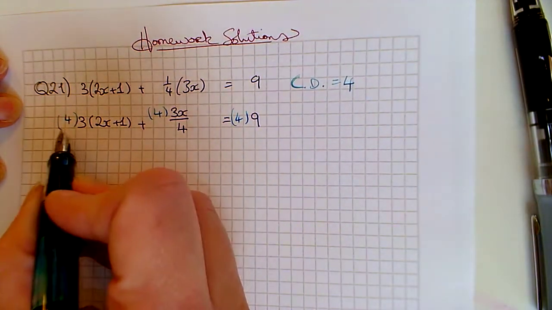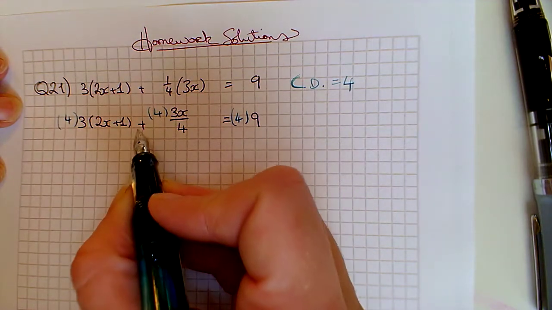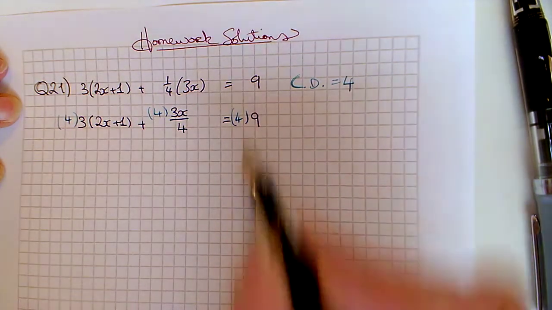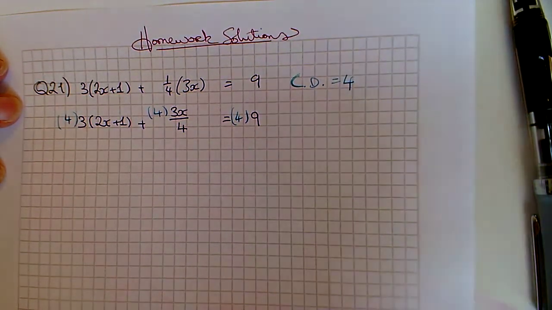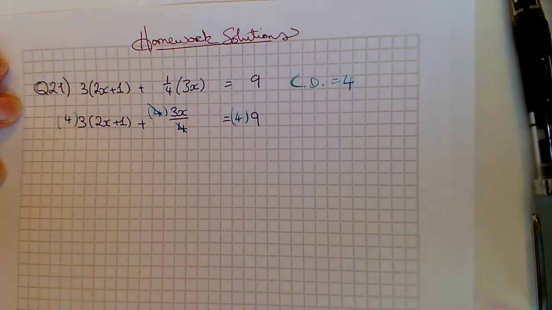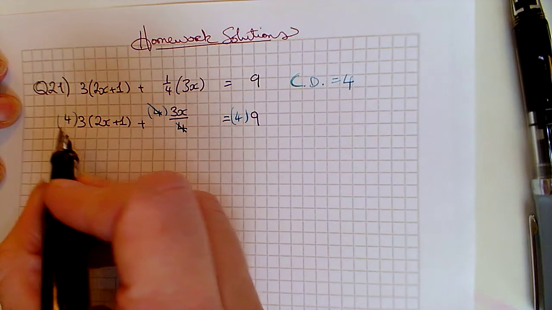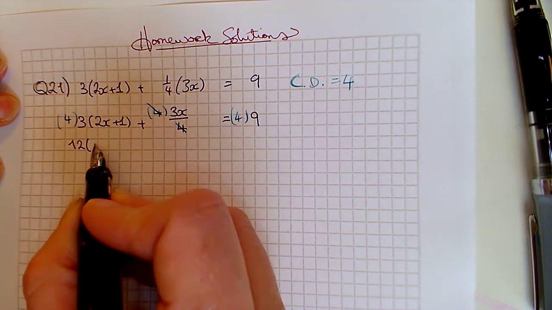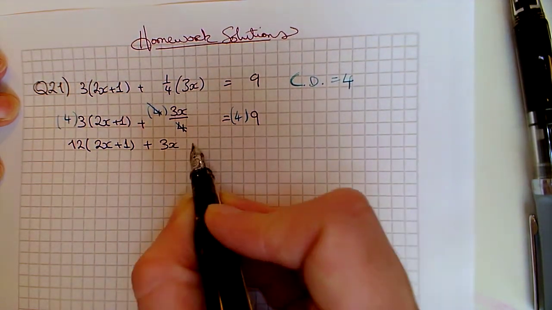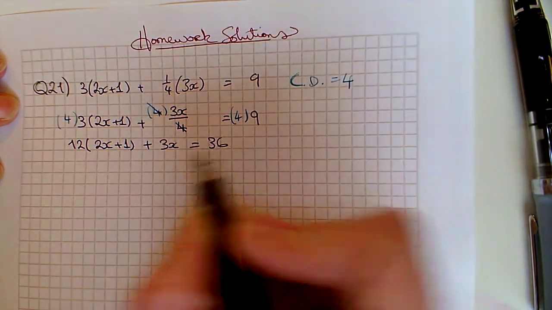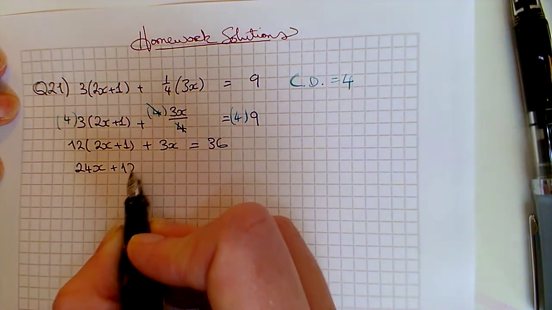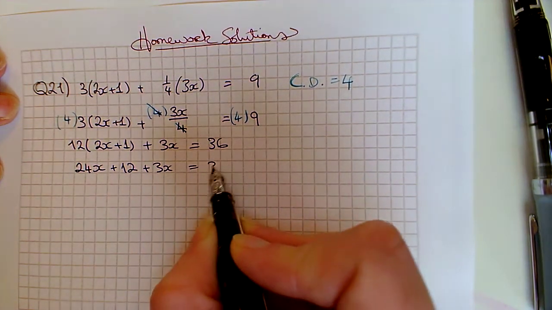I'm going to multiply each term by 4. Okay, so this is a term, that whole thing with the brackets, and it's the pluses and the equals that separate our terms. We have 1, 2, 3 terms here in this equation. There's nothing to cancel here. The 4's cancel here, and there's nothing to cancel here. And then I rewrite this. So 4 by 3 is 12. 12 bracket 2x plus 1 plus 3x equal to 4 by 9 is 36. And then I'll multiply out my brackets. 12 by 2, 24x, plus 12 by 1 is 12, plus 3x equal to 36.